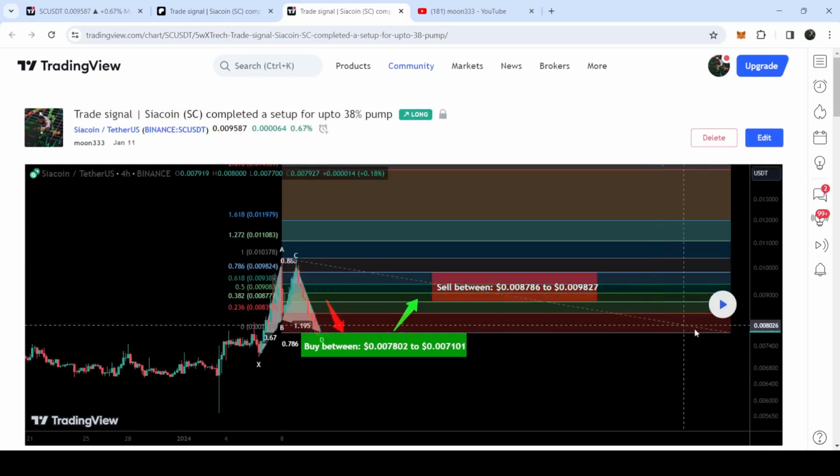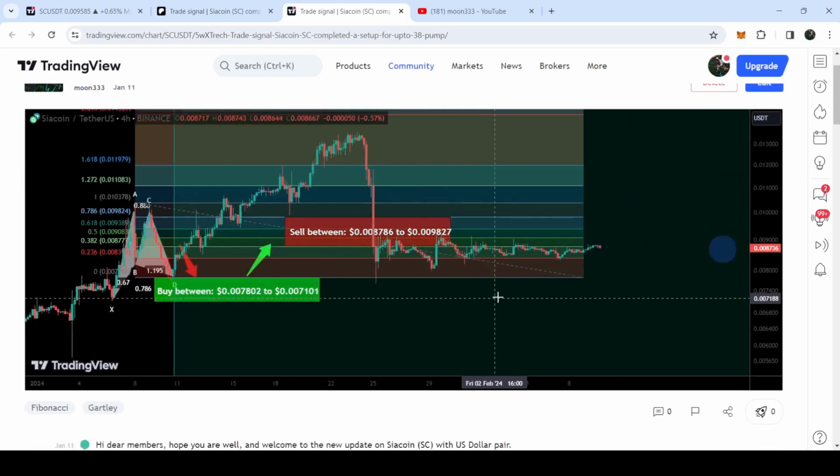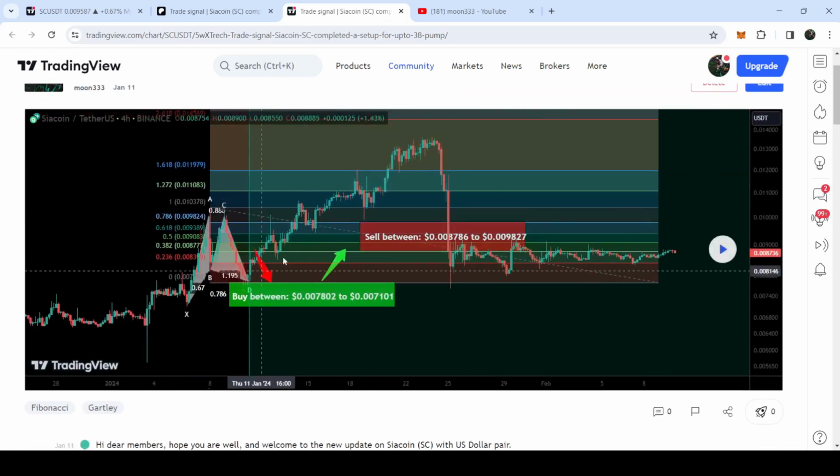And now if I play this chart, then you can see that the price line started a very nice reversal from this buying zone. This was a very massive pump, almost 75%.